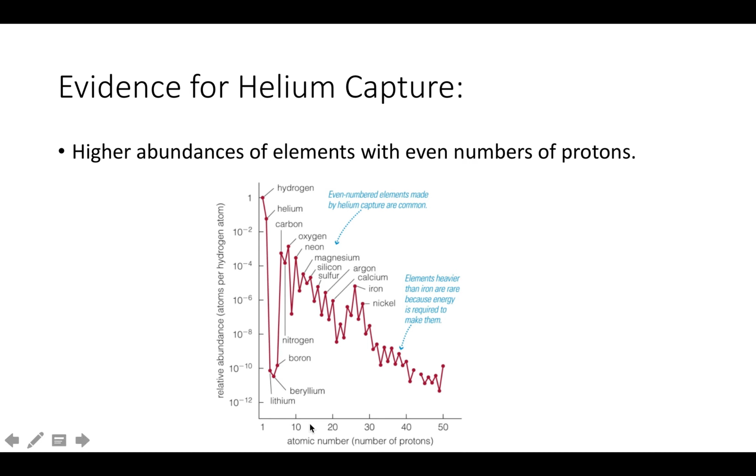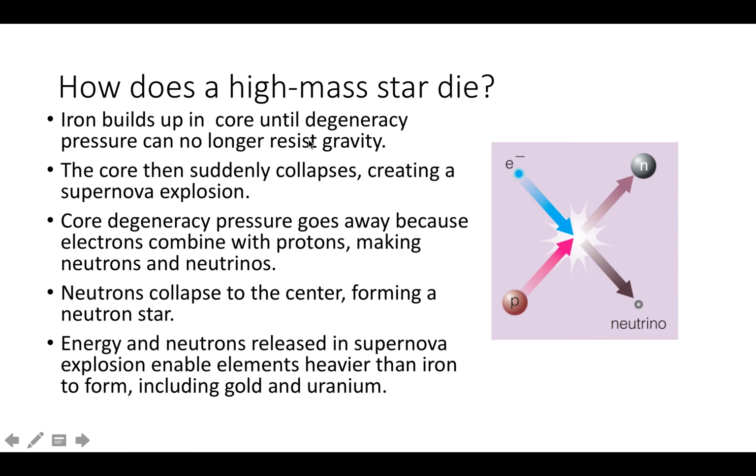This is a graph just showing the relative abundance of these elements, and as we get heavier, the abundance of them does decrease. So hydrogen and helium are very abundant, but the heavier elements are less abundant, but they are still there. So how does a high mass star die?